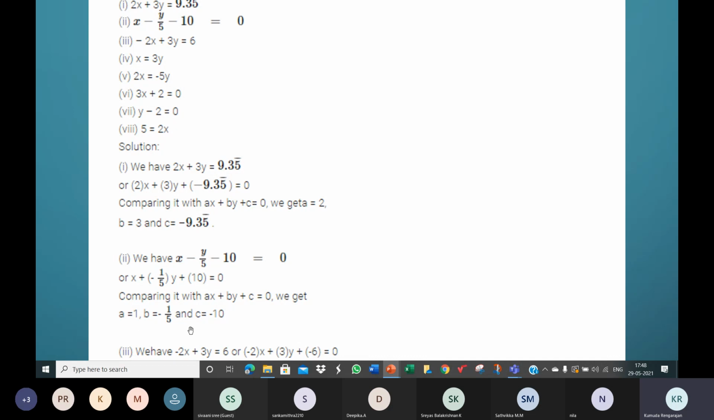I told you that you can get two sets of answers. So if at all you take everything to this side, then you will get a is minus 1, b is 1 by 5, and c is equal to plus 10, which is also fine.